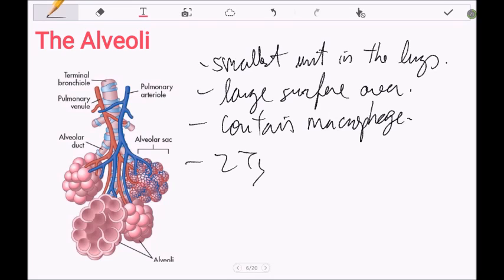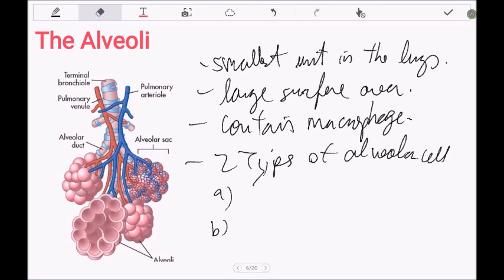So two types of alveolar cells, right? So we're gonna put A and B, okay? Actually, no. We're gonna put 1 and 2 because that's how they're called. So type 1 alveolar cells. These are the cells that are part of a thin squamous layer that participates in gas exchange.